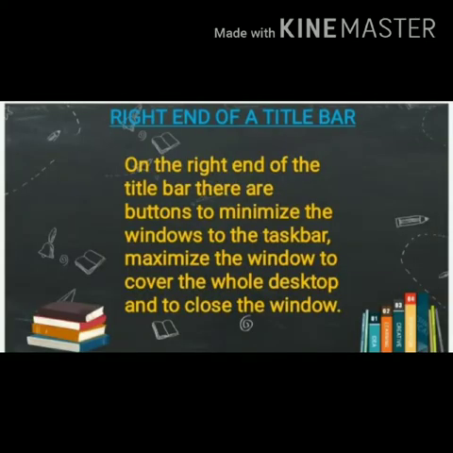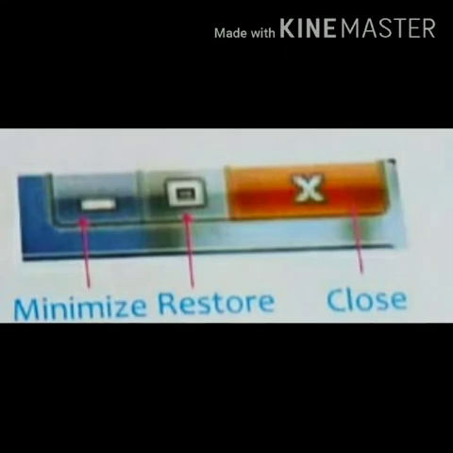Now let us understand what we mean by the right end of a title bar. On the right end of the title bar, there are buttons to minimize the window to the taskbar, maximize the window to cover the whole desktop and to close the window. Now I am going to show you the picture. Now this is the image. The first symbol is to minimize the window, the second to maximize and the third to close.